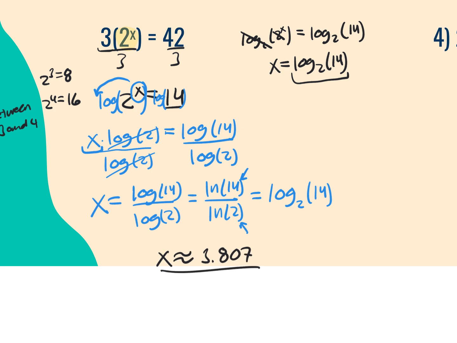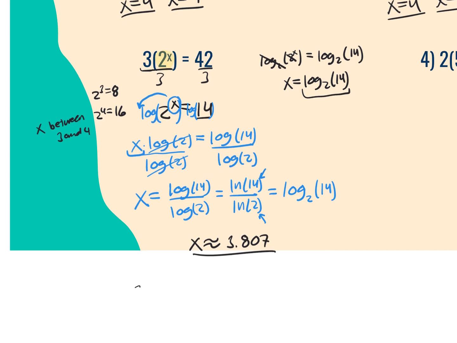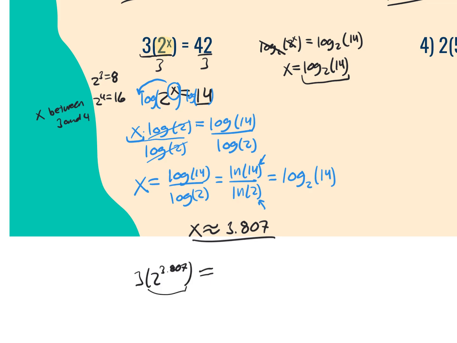And then you can always check your answer by plugging it back into your original equation, right? If I do 3 times 2 to the 3.807, you're going to see that you're going to get really, really close to 14. I mean, not 14, 42, right? This part's going to get you 14 something, right? And then times 3 is going to get you approximately 42, right? So this is going to be really, really close to 42. And that's always going to happen just because you're rounding it to a certain number of decimal places. But you should see that it gets really, really close.